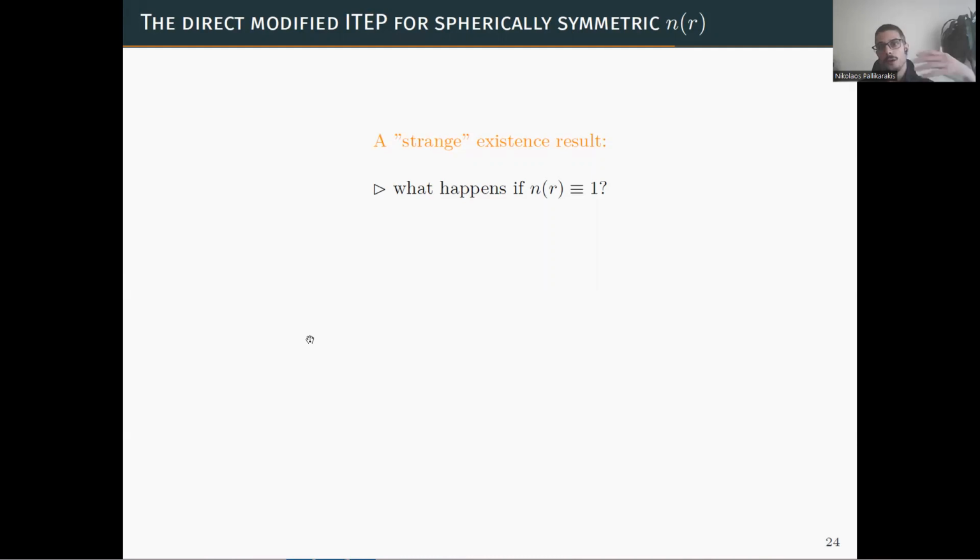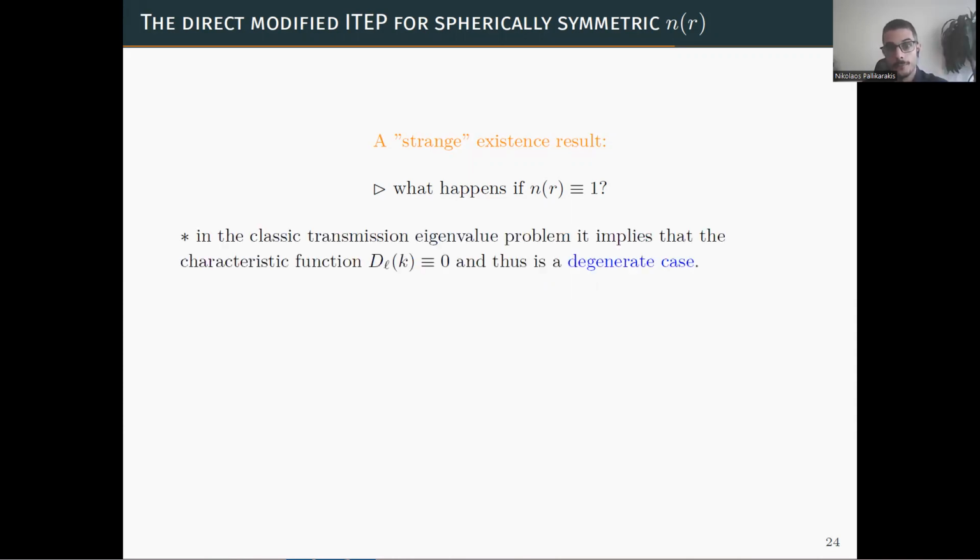Okay, and also before we go to the inverse problem, a strange existence result appears. What happens if the refractive index is equal to 1? Physically, this means the vacuum. We have embedded the vacuum inside the vacuum, but since we have defined this artificial metamaterial domain, this is a well-defined eigenvalue problem. In the classic transmission eigenvalue problem, when the refractive index is equivalent to 1, the characteristic function is equivalent to 0, and this is a degenerate case because every complex number can be an eigenvalue.